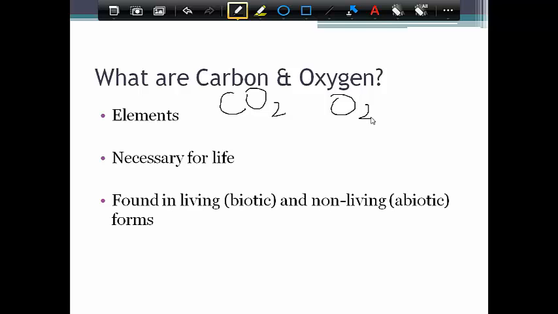And they can be found in living, another word for that is biotic, and non-living, another name for which is abiotic forms. Okay, so make sure you write down for sure the difference between a biotic and abiotic thing, so that you know that living things are biotic and non-living things are abiotic.